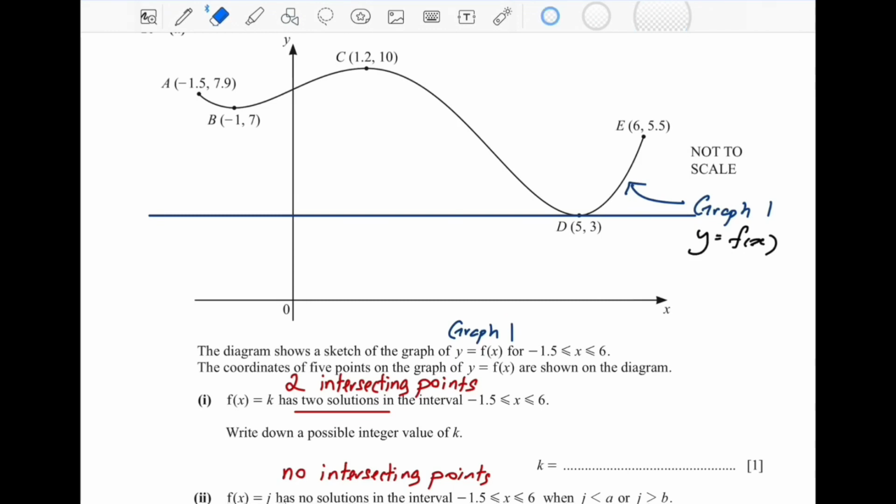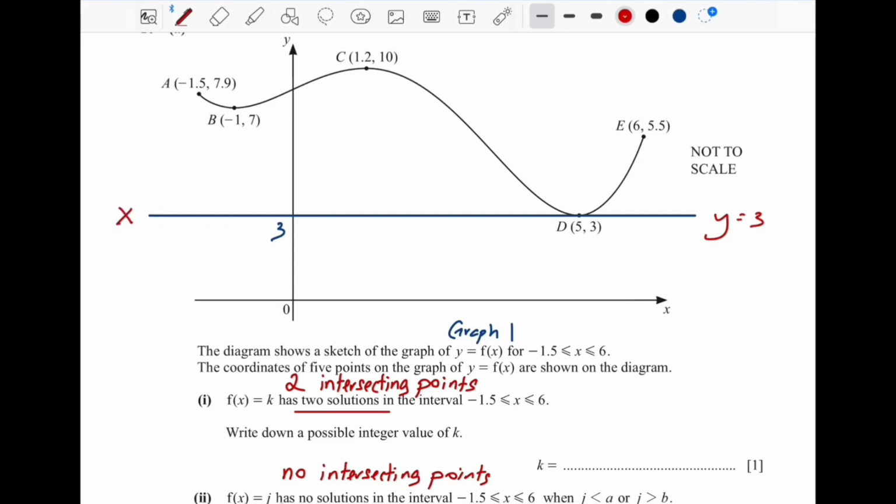When it touches the coordinate D, what is the k value? What is the equation of this blue line? We always read the y value, right? And you know that the y value is 3. So this is y equals 3, the equation of this line, meaning k is actually 3. Does it fulfill the criterion of 2 intersecting points? Nope, just 1 intersecting point. So this could not be k. k cannot be 3.